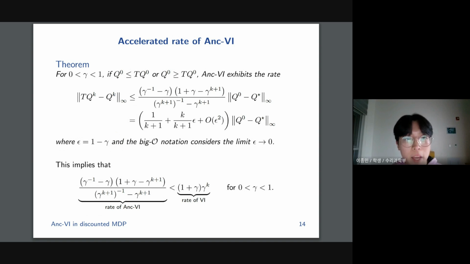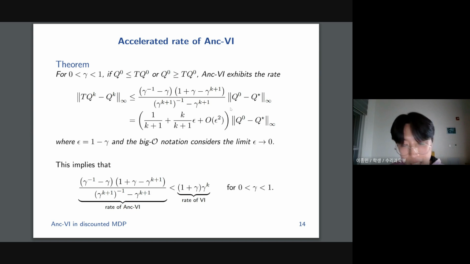Now I'll present the main result of this section. And this theorem basically says that ANC-VI exhibits the accelerated rate in terms of Bellman error without any assumption on transition probability. I note that there is some condition on the initial point, and this condition has also been used in analysis of variants of VI in prior works, and also if the reward is non-positive, then if the origin satisfies this initial condition. So I believe that this initial condition is mild. And under this initial condition, ANC-VI shows the following rate.